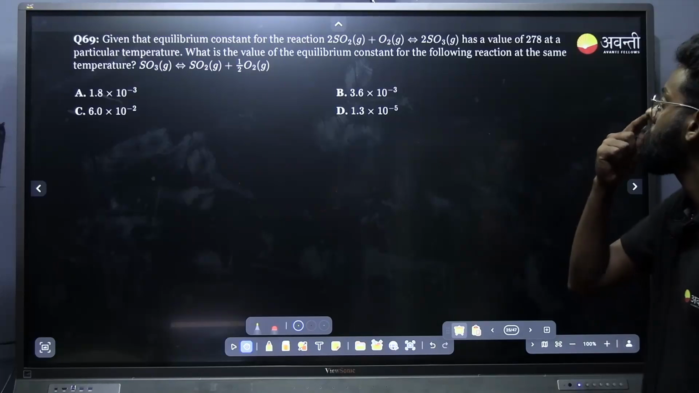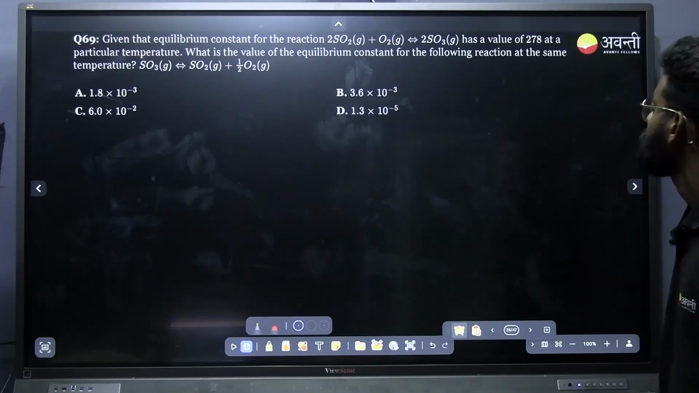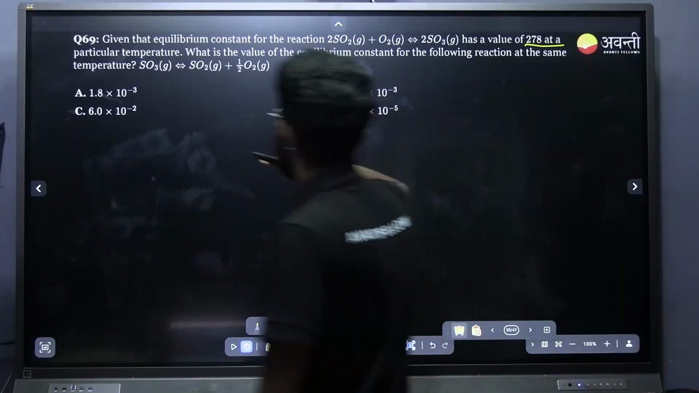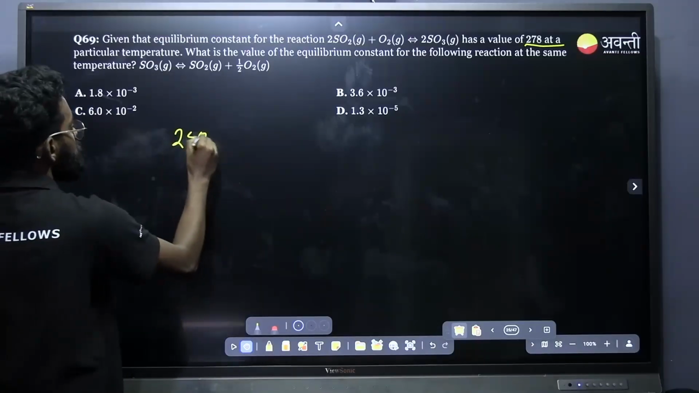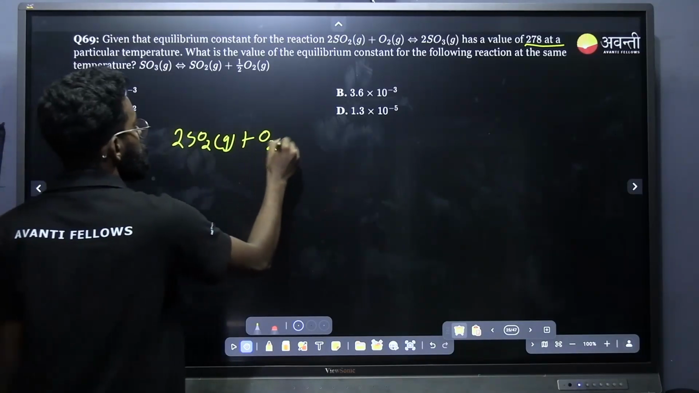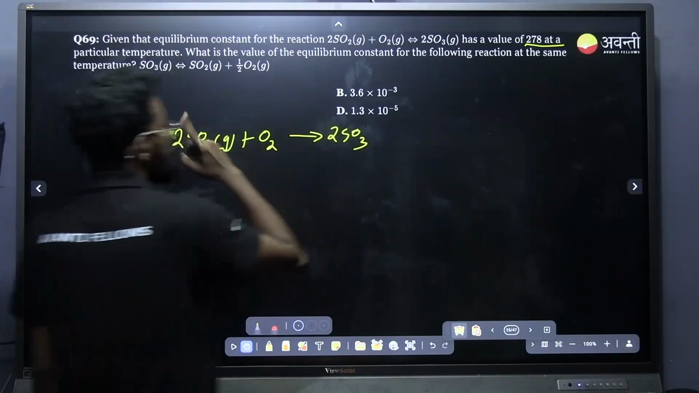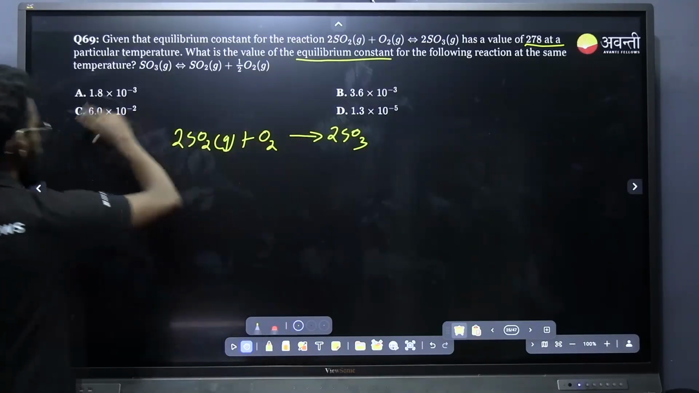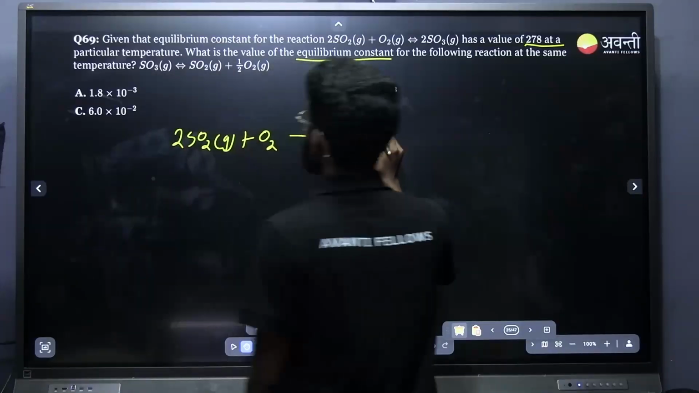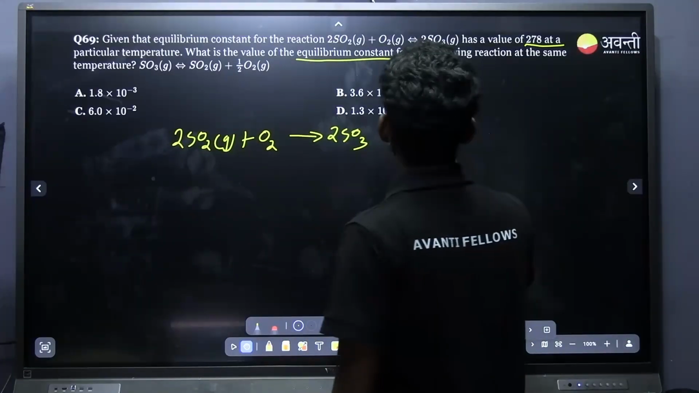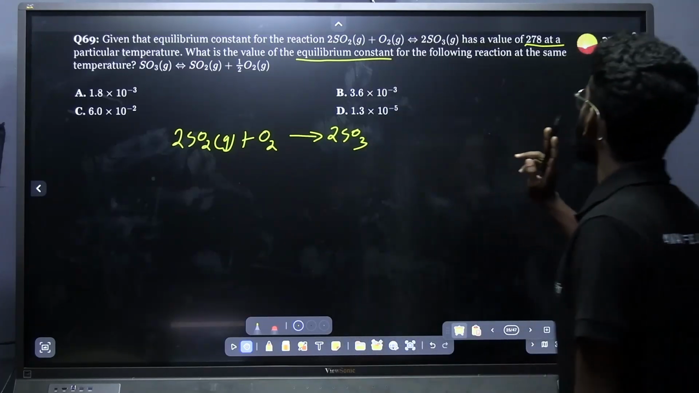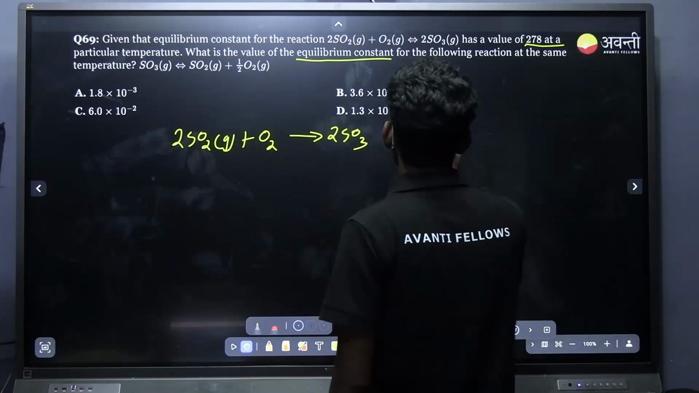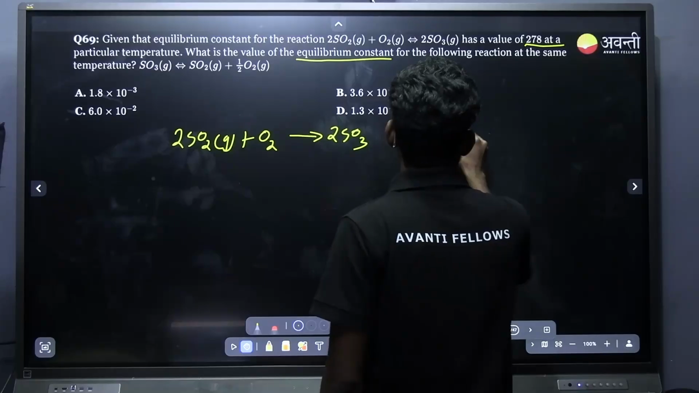Given the equilibrium constant for the reaction 2SO2 plus O2 gives 2SO3 has a value of 278 at a particular temperature. That is, here the reaction is given 2SO2 plus O2 gives 2SO3. What we have to find out? We have to find out the equilibrium constant for the following reaction. Here the equilibrium constant for this reaction is represented as K1. It is 278.